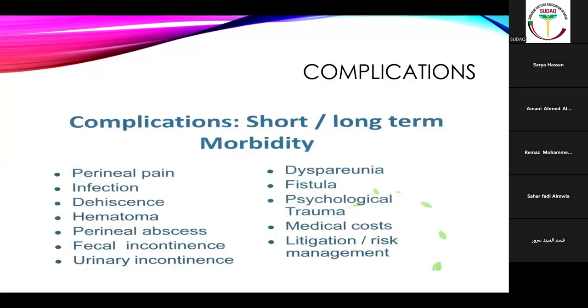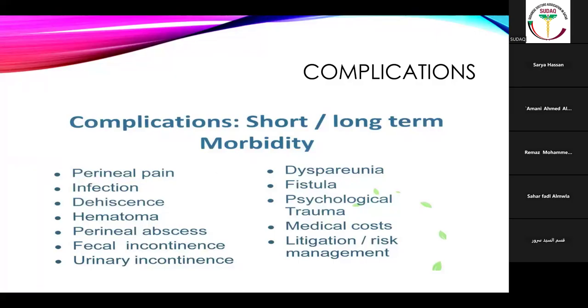Complications, short and long-term complications and morbidity: perineal pain, infection, dehiscence, hematoma, later on abscess. Fecal incontinence and urinary incontinence are later complications. Dyspareunia is one of the common complaints of the patient after 3rd and 4th degree perineal tear. Fistula, vesicovaginal and rectovaginal fistula. If it happens, it is devastating and a very bad sequela. Psychological trauma, and there is what is called OASIS syndrome, psychological OASIS syndrome.